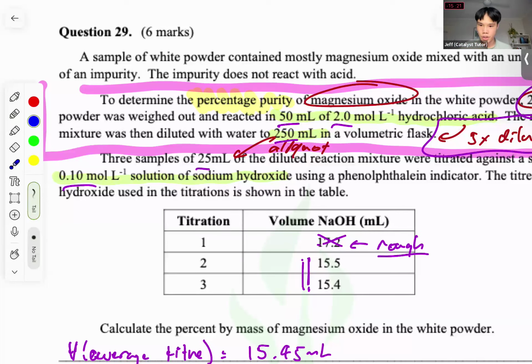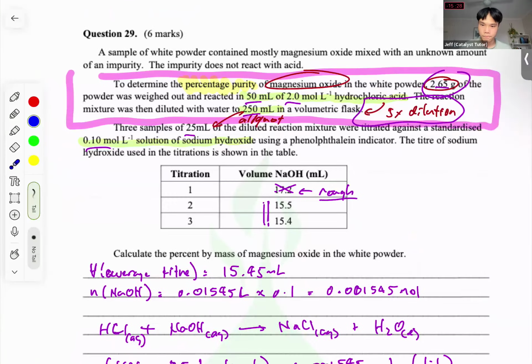Is that the answer to the previous question of the file? It's the answer to 29.